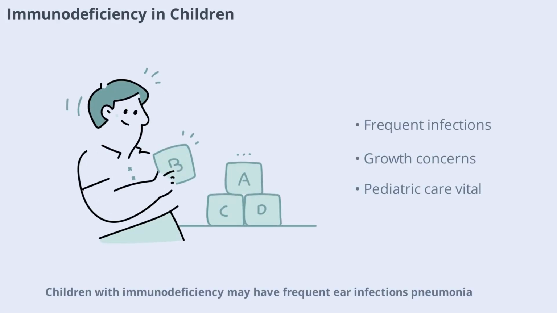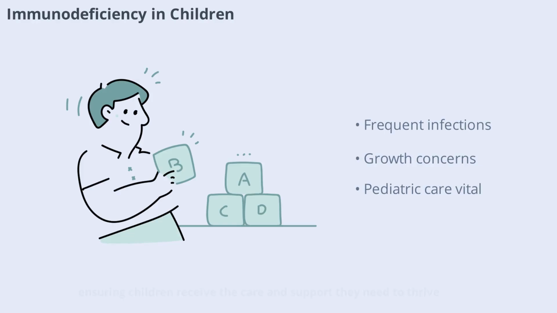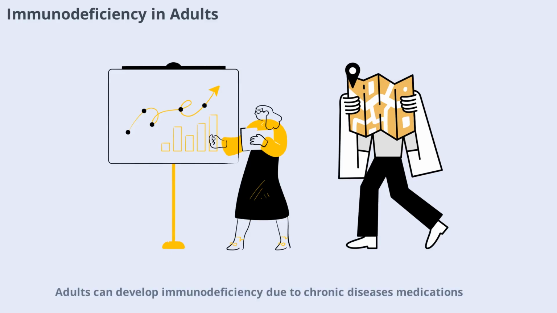Children with immunodeficiency may have frequent ear infections, pneumonia, or other illnesses. Growth and development can be affected if the condition is not managed properly. Pediatricians play a key role in early detection and treatment, ensuring children receive the care and support they need to thrive.